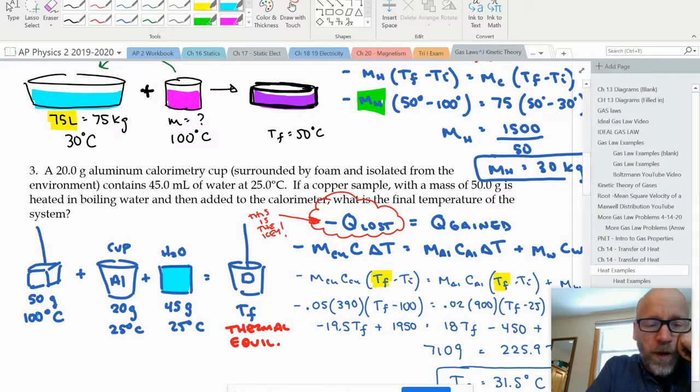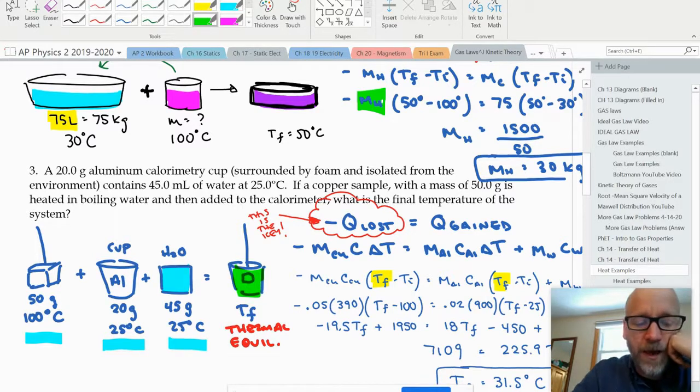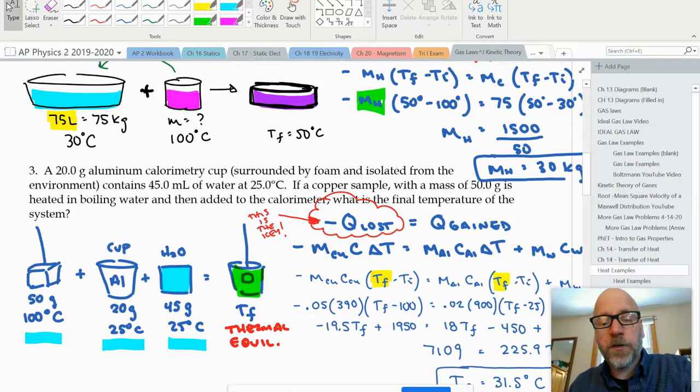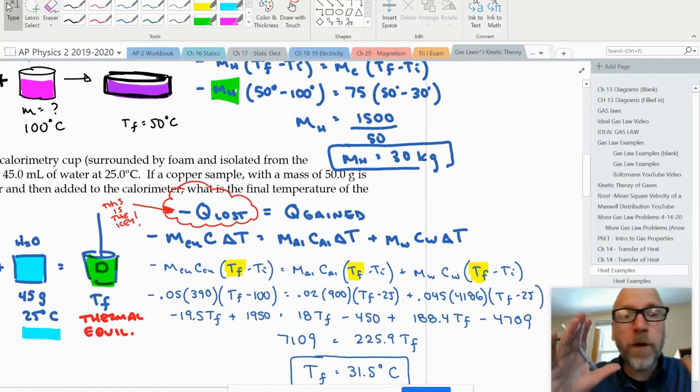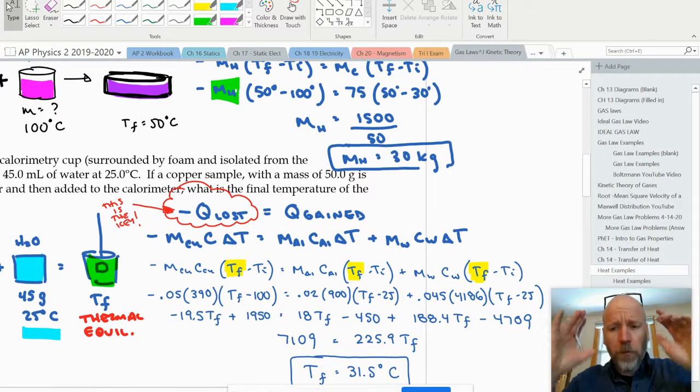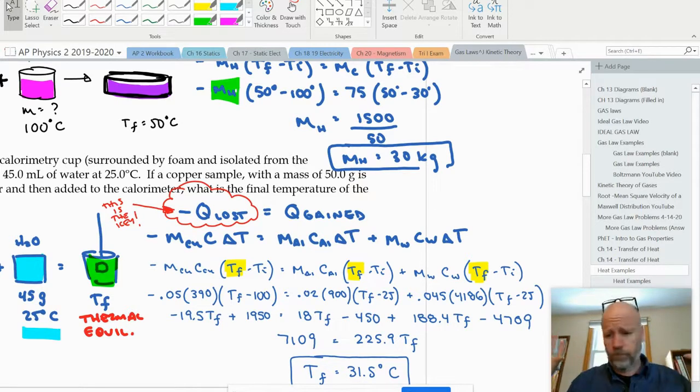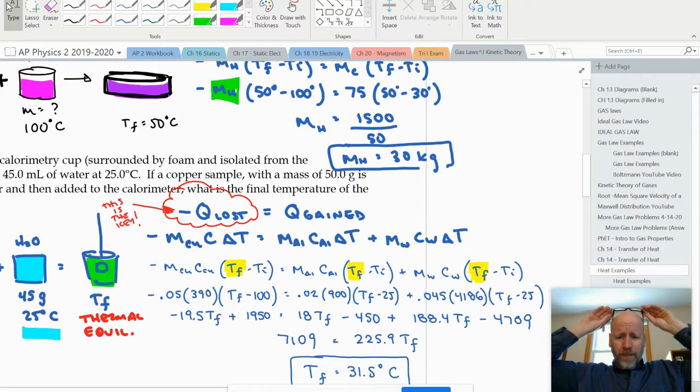So I started with my metal sample plus the aluminum cup plus the water will all reach thermal equilibrium at some final temperature, TF. Now the negative Q lost is going to be equal to the Q gained. That's how I approached it this time. If you want to approach it how you did it in chemistry, all the power to you. Push pause.